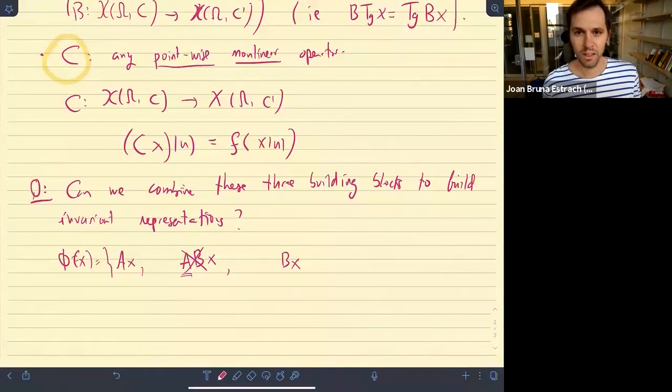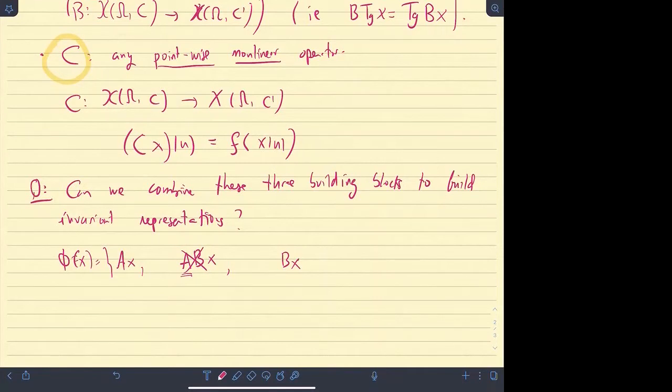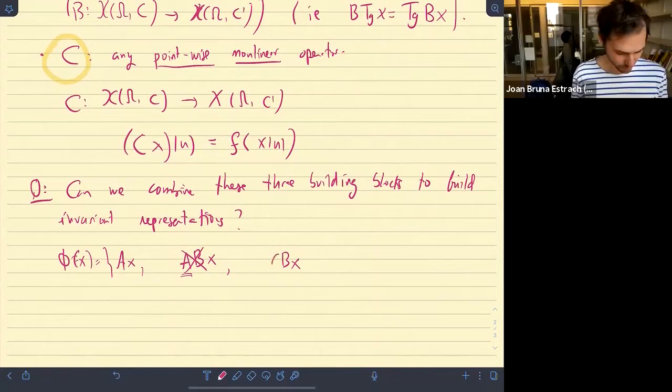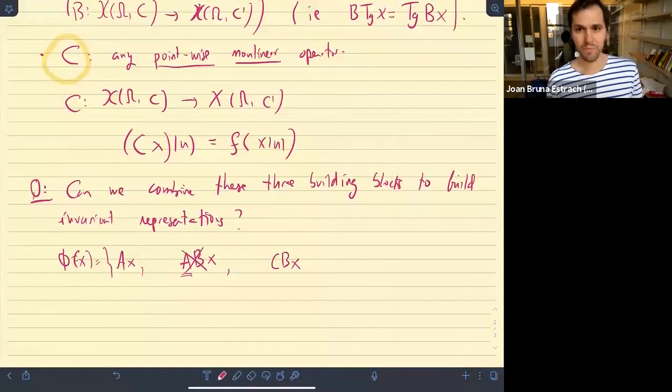Can someone guess what we can do to recover some non-trivial invariance? Well, so far we have only used A and B. So how about we use C as well? You compose with C this BX? Yes, very good. So you compose it with C, and now you can use A, right?